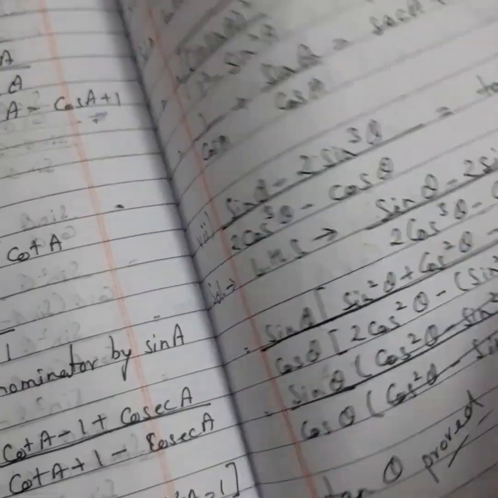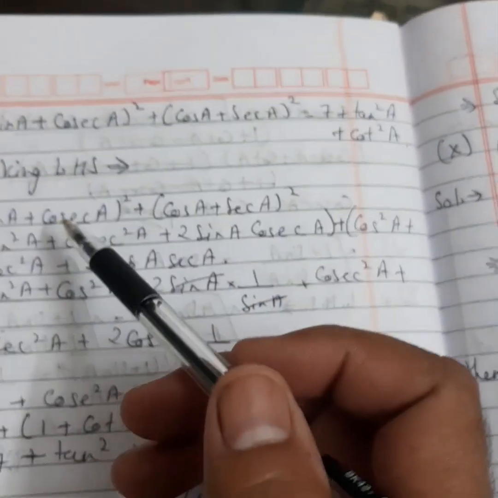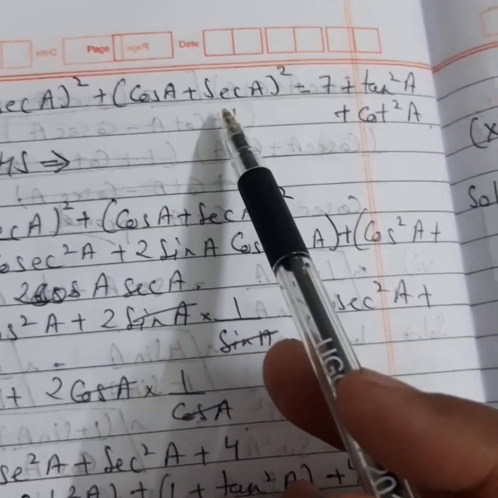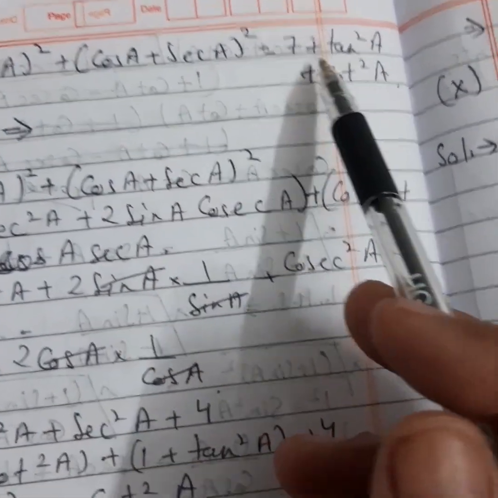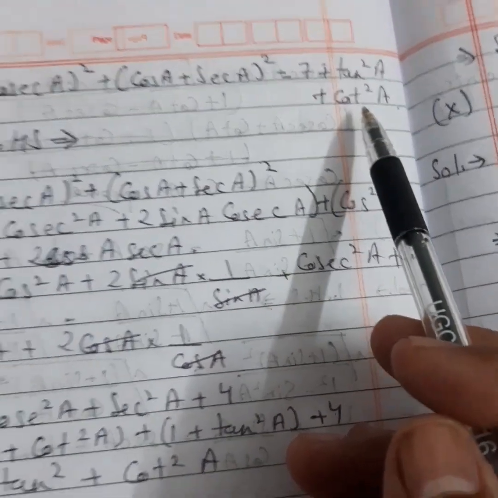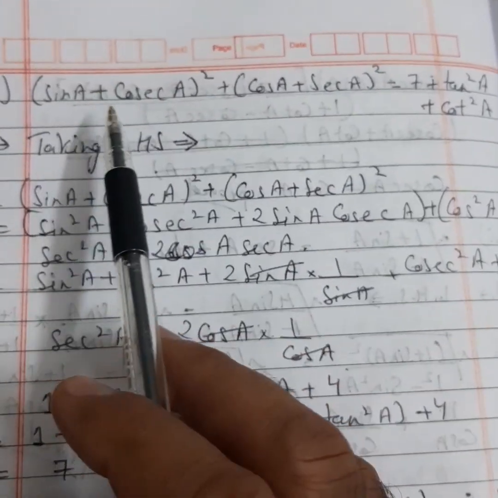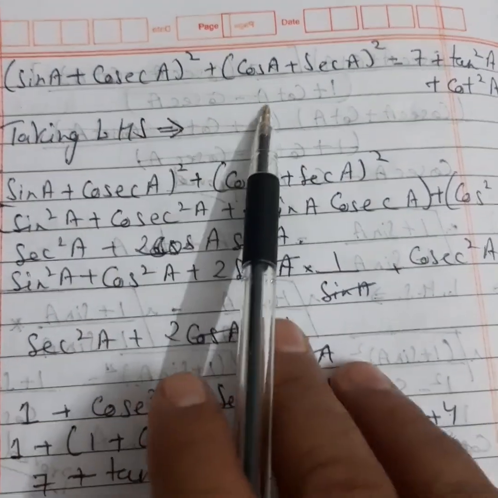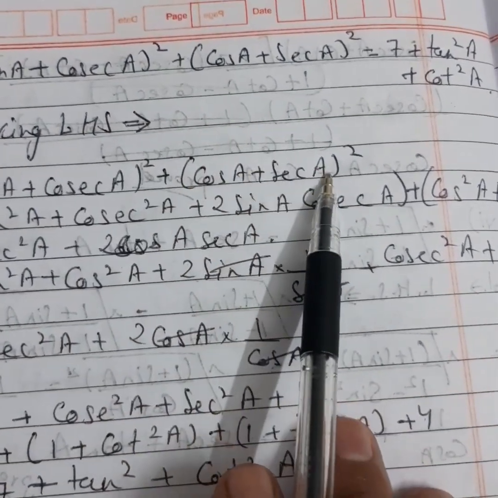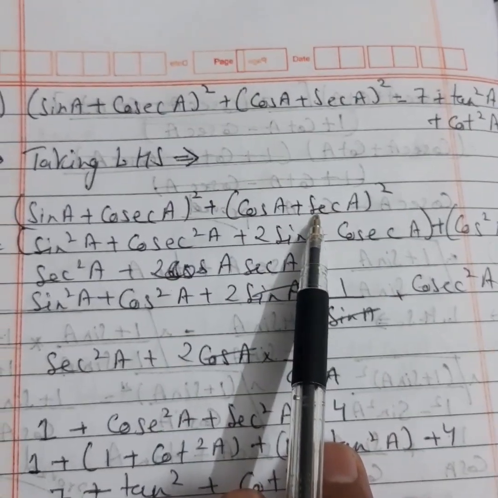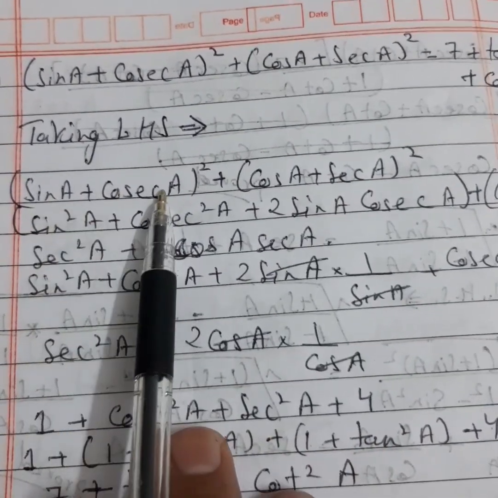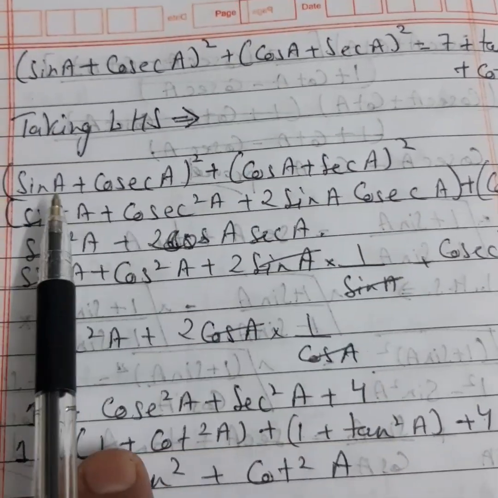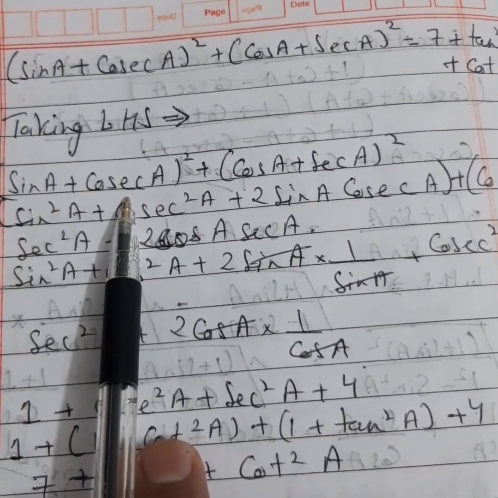Right? Now the 8th part, which is (sin a plus cosec a) whole square plus (cos a plus sec a) whole square equals to 7 plus tan square a plus cot square a. Take the LHS part. (Sin a plus cosec a) whole square plus (cos a plus sec a) whole square. Clear? Use the identity (a plus b) whole square, it means a square plus b square plus 2ab. A is sin a, b is cosec a.